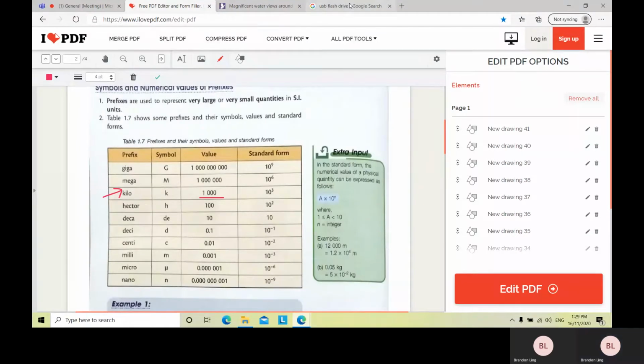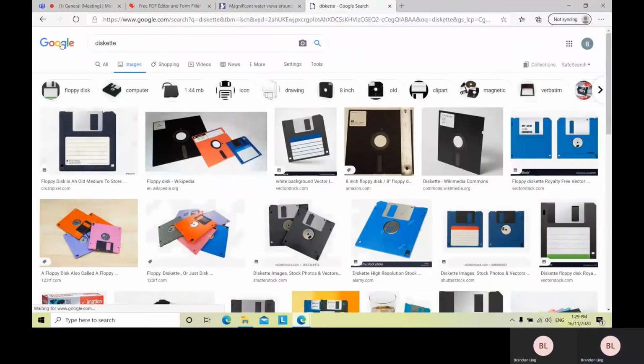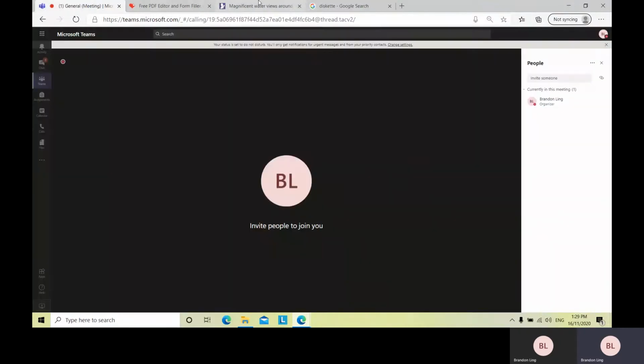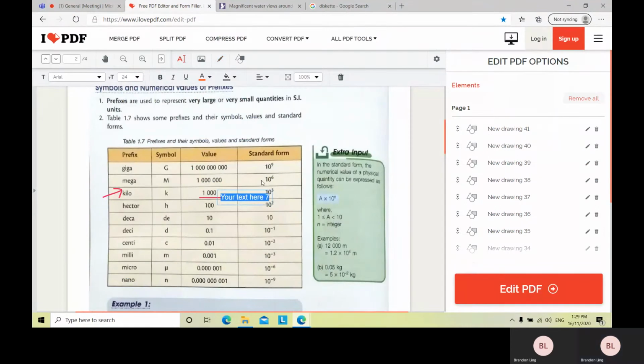We used to have something called a diskette. A diskette is a storage tool that we used to save our document files many years ago, probably 20 years ago. For your information, a diskette can only store about 1.5 kilobytes. This is the storage capacity of a diskette.